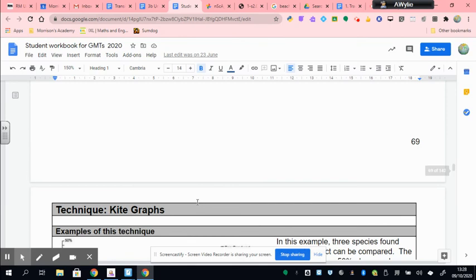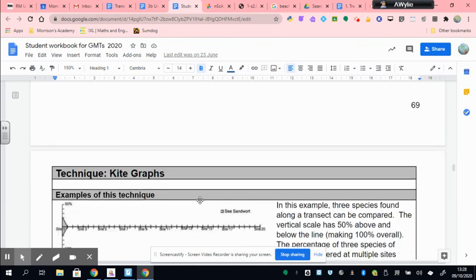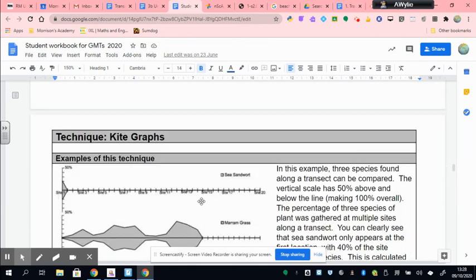Okay. The downside of kite graphs, the one kind of criticism of kite graphs, is that they can be quite difficult to interpret to somebody that's not familiar with using these types of graphs in the first place. You also need your data gathered as a percentage at a range of locations, and of course your data has to be gathered on a transect in order for you to be able to create this.